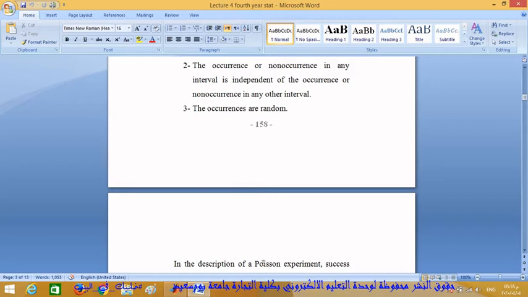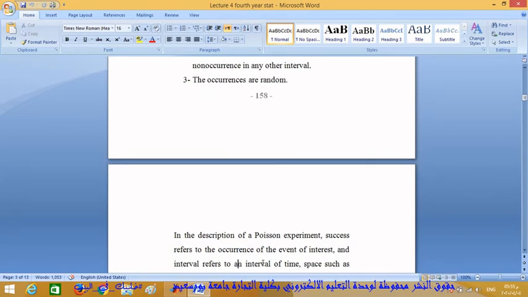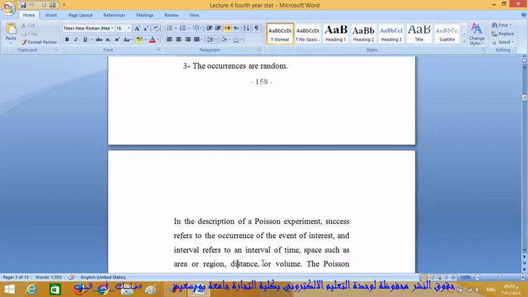In this description of a Poisson experiment, success refers to the occurrence of the event of interest. This is like the binomial. The probability of success does not mean success itself, but refers to the event of interest. And the interval refers to an interval of time or a space, such as area or region, distance or volume. Okay, all these are called intervals.